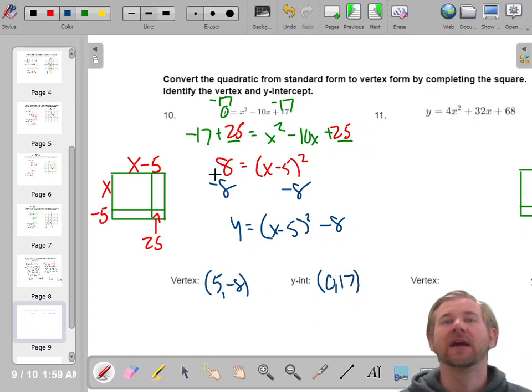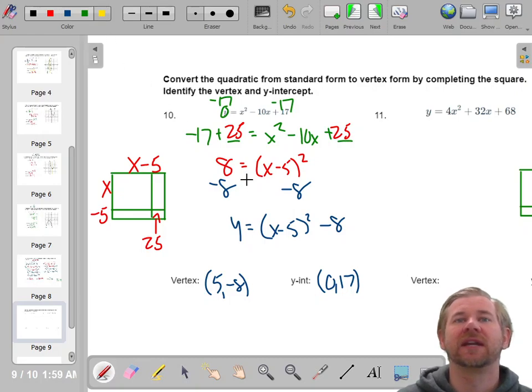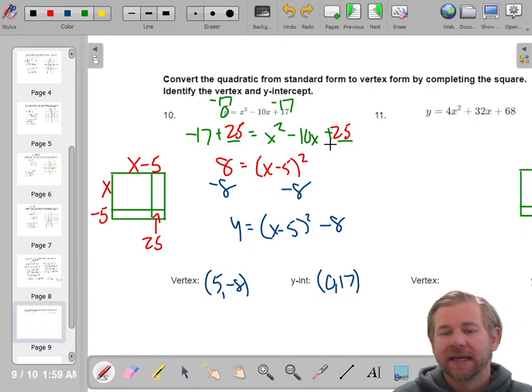So you complete the square, but instead of solving, like sometimes we kind of go into autopilot and we solve, we're not solving, we're just going to move the 8 back to the other side, and now it's in vertex form.